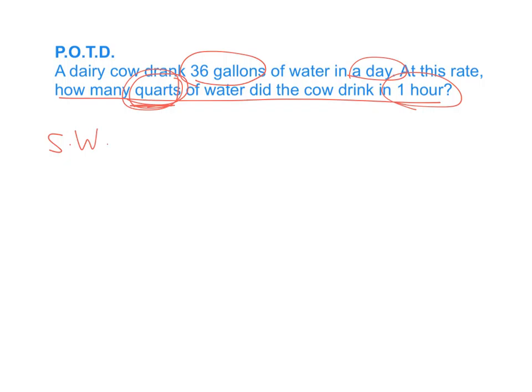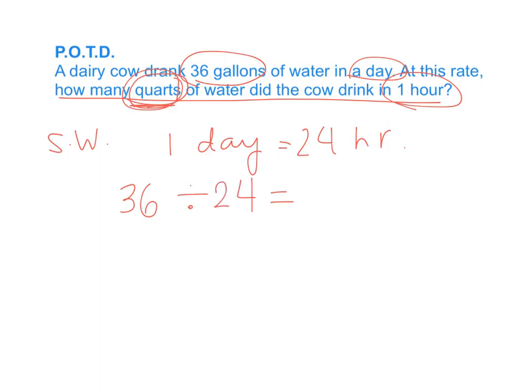Okay, so I know that 1 day is 24 hours. Okay. And in 1 day he drank 36 gallons. Okay. And we want to find how many quarts he drank in 1 hour. Yeah. So first I did 36 divided by 24. Okay, why did you do 36 divided by 24? Because altogether he drank 36 gallons, and there are 24 hours in 1 day.